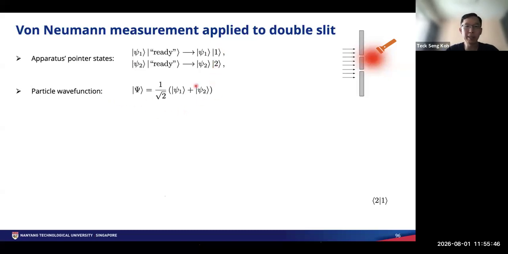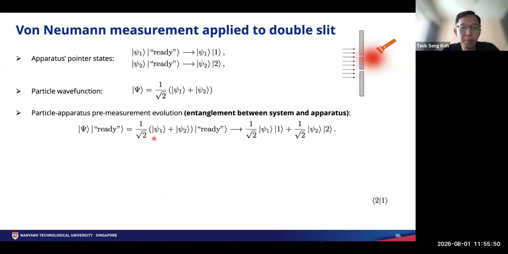The particle wave function is a superposition of going through 1 and 2. And then post-measurement, you have an entanglement. This is now an entangled state between the system and apparatus. System in 1, apparatus records 1; system in 2, slit 2, apparatus records that faithfully in 2.